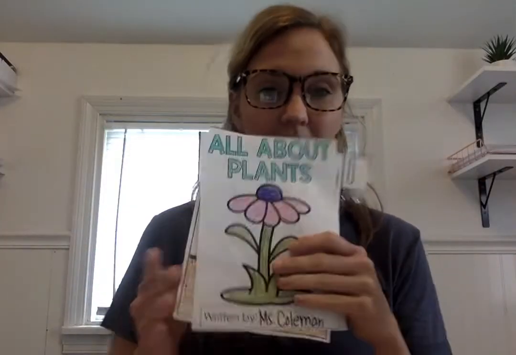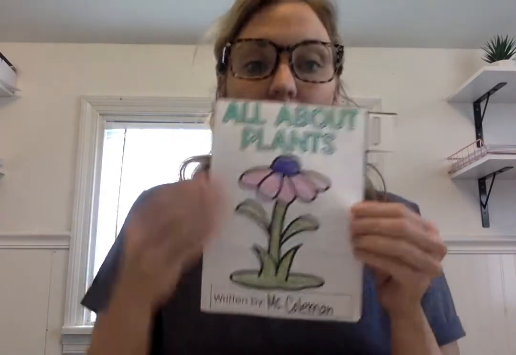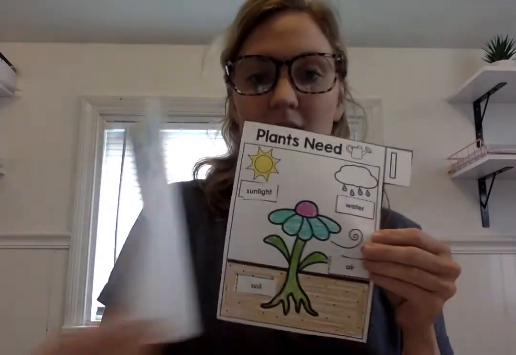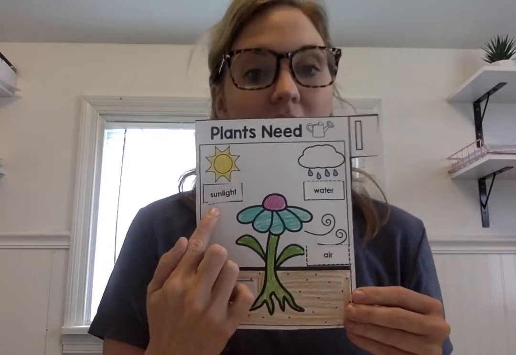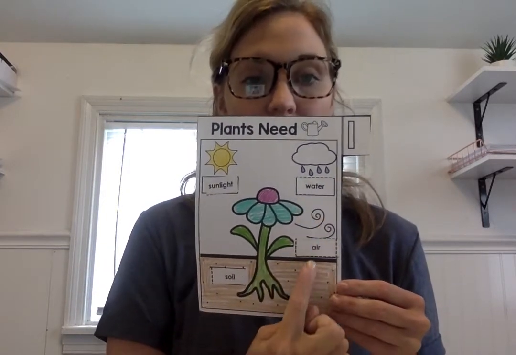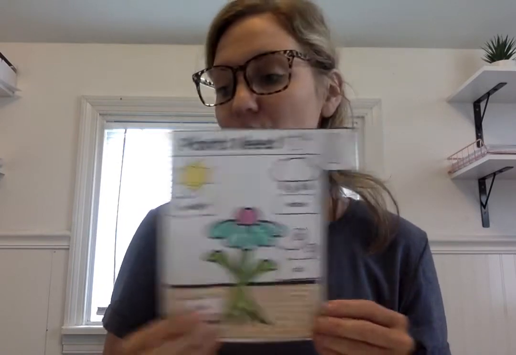Okay, we are going to do the next page of our All About Plants book. So remember on Friday, we did the cover, All About Plants, and then we did page 1 when we talked about what plants need. What do plants need? Sunlight, water, air, and soil. Very good. So today we're going to do page 2.